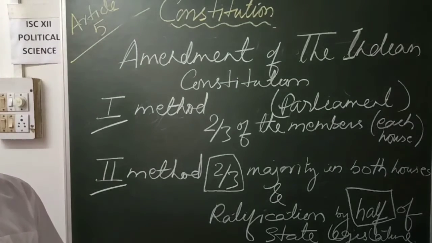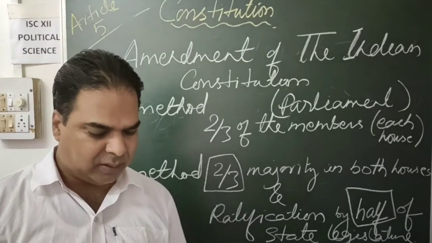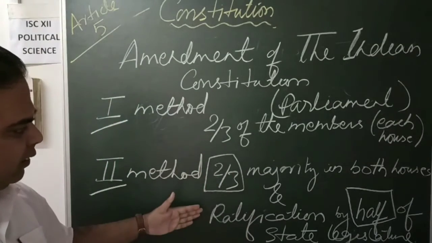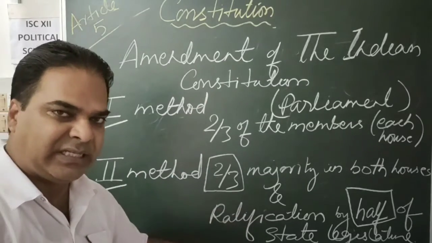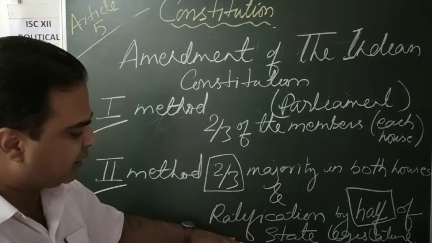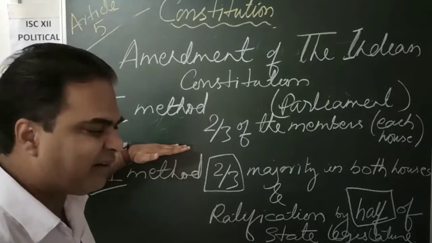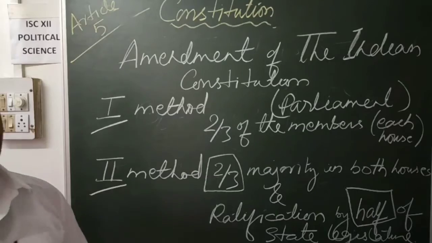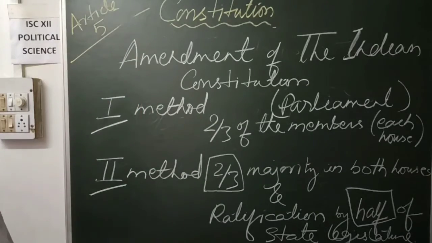Okay, the constitution can be amended by a rigid method. This is the rigid method, because here the consent of state legislature is also required. So this second method can be taken as a rigid method. So on which topic, which are the provisions? I have given it over here. You can go through it.